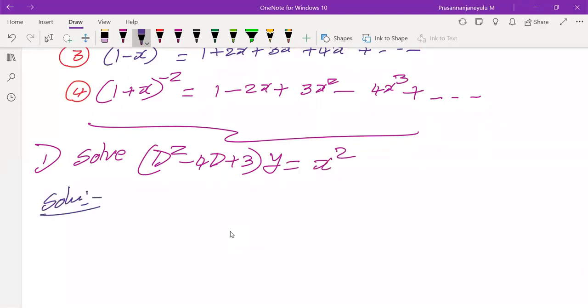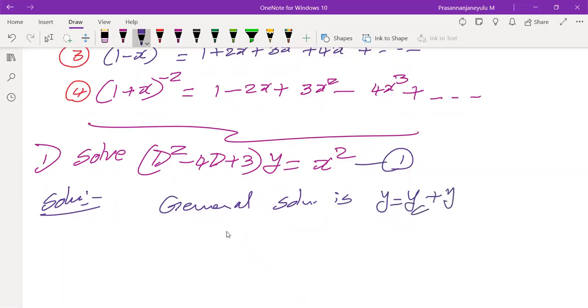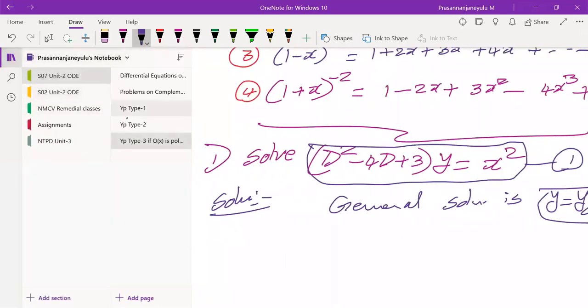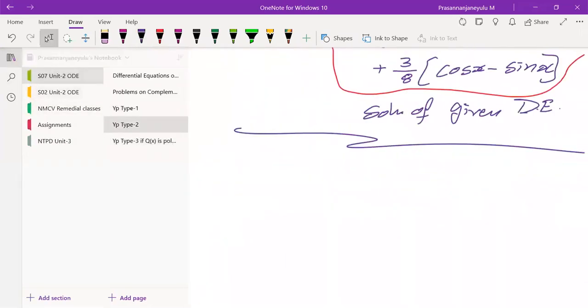what is the general solution? I think it is equation number 1. What is this general solution? y equals yc plus yp. Writing a little bit fast, direct steps. yc plus yp is equation number 2. Now we need to find yc. So writing the direct step, because you can observe in the previous type 2 we discussed the same.